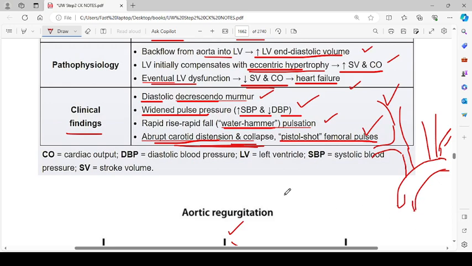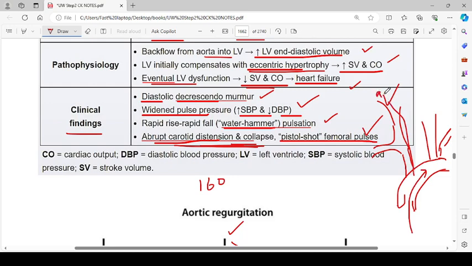Now, to maintain the blood pressure, there is eccentric hypertrophy, and the heart will try to push the blood harder into the circulation. So the systolic blood pressure rises from 120 to maybe, suppose this is a supposed value, 160, right? So there is a rapid flow of blood into the aorta. That will be detected in the carotids when we feel them, right?